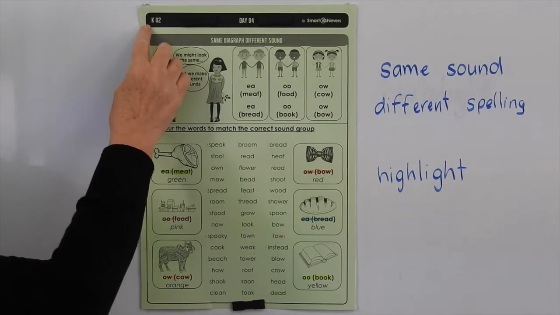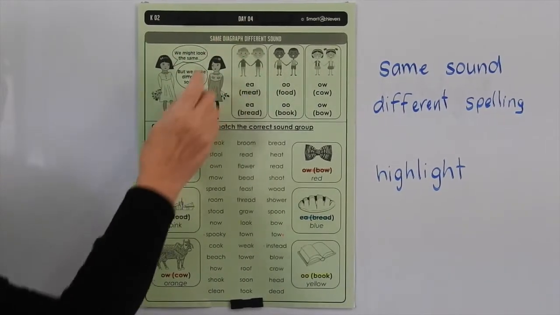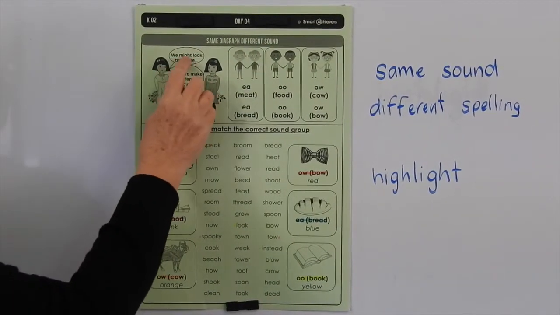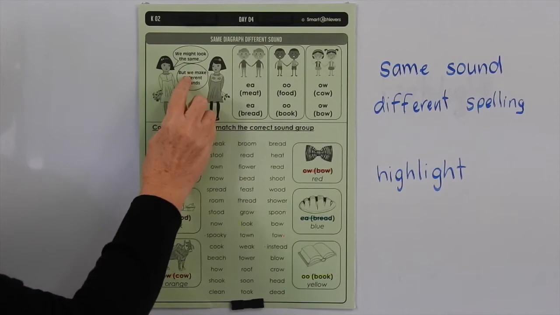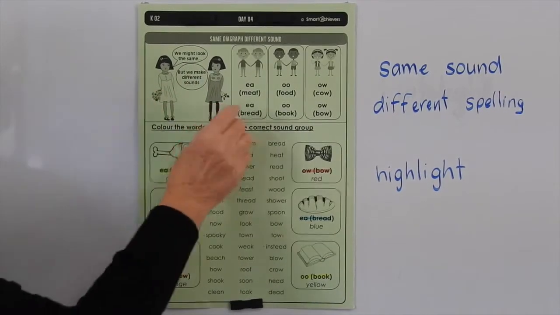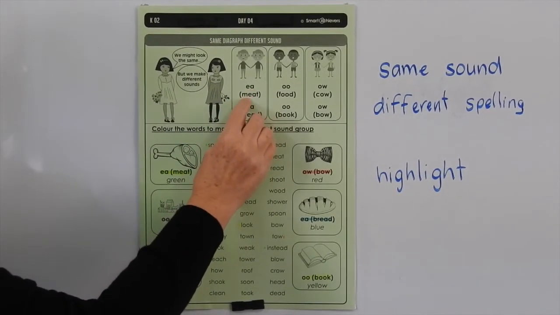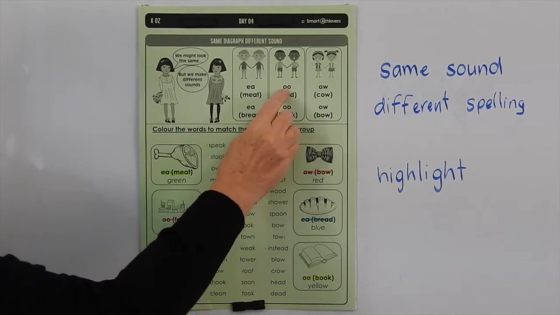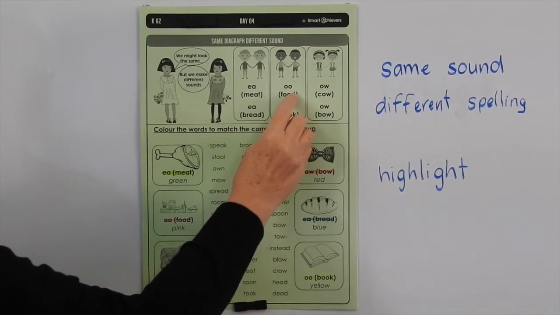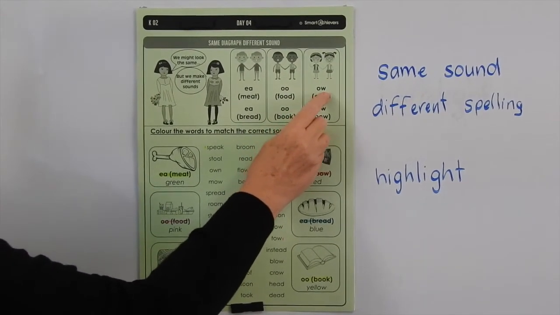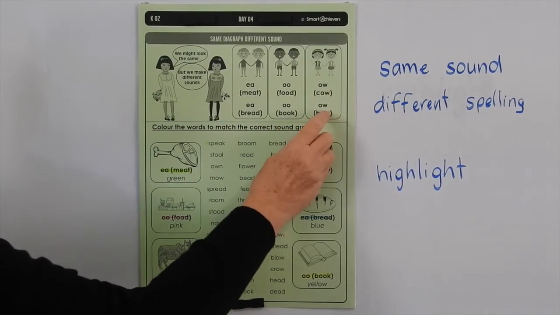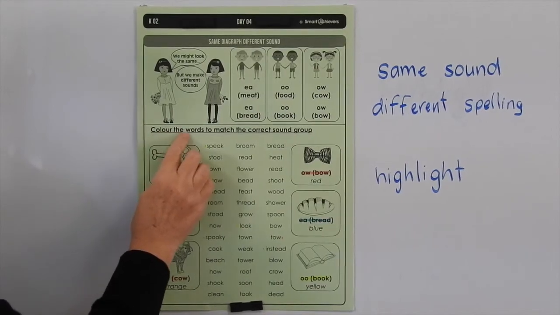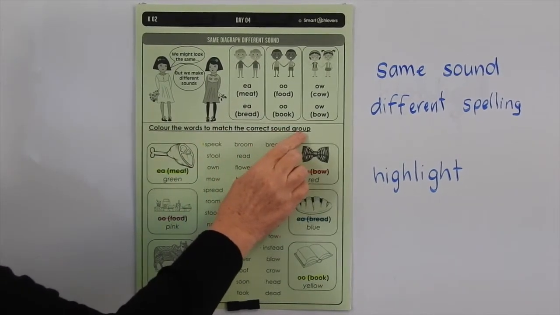This is level K, list 2, and we're doing the day 4. And here we've got the same digraph but a different sound. So we might look the same, but we make different sounds. So we've got E, long E sound as in meat, and the short E sound as in bread. We've got the U as in food, and the O as in book. Ow as in cow, and O as in bow. So what you have to do down the bottom is colour the words to match the correct sound group.